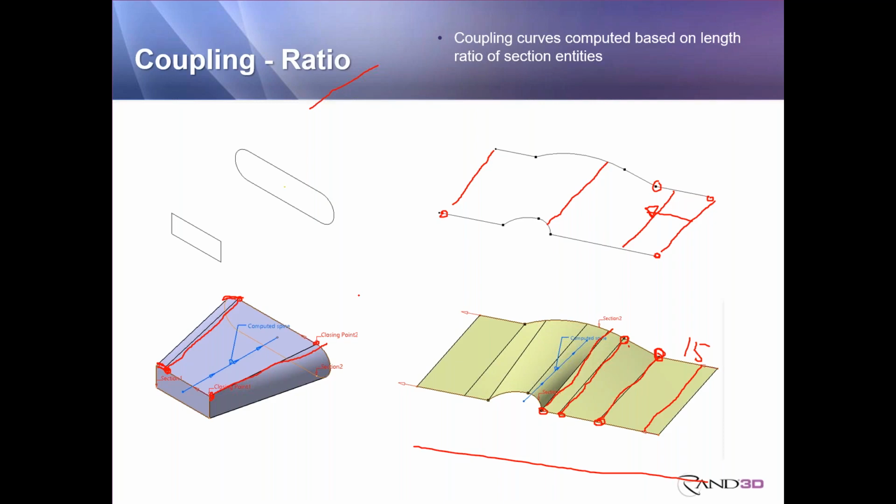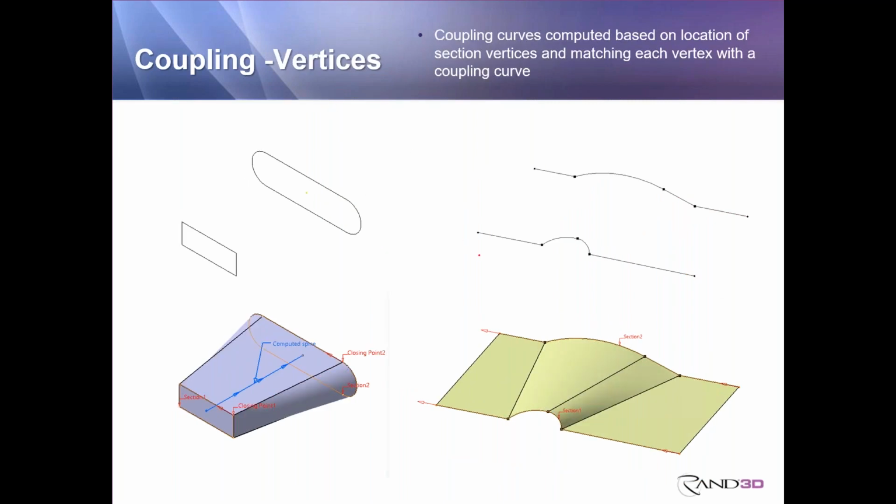So with ratio turned on, it's just percent distance along. It'll create the shape, but it might have a bunch of small pieces created internally. Now, another option that you could use is vertices.